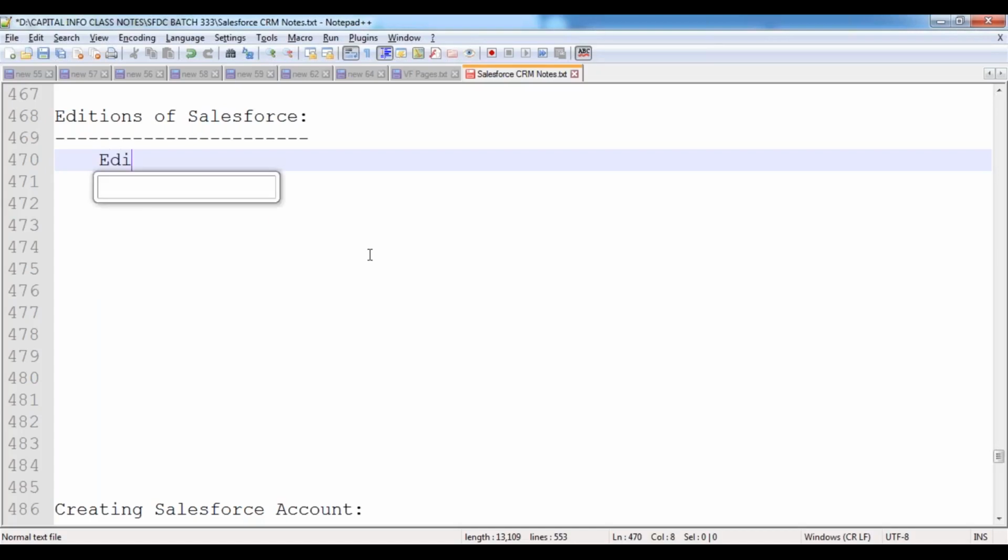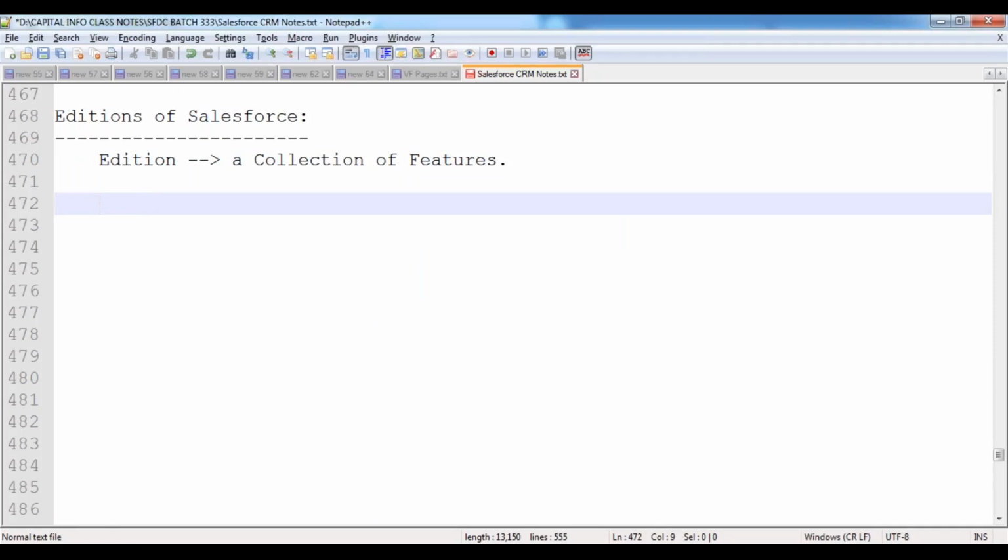So what do we mean by an edition? Edition is nothing but a collection of features which will be provided by Salesforce to the customers. They collect a group of features and form that group of features as an edition, and they provide this edition to their customers so that the customer can use it. They can utilize all the features available inside the edition, and they can automate their business processes also.